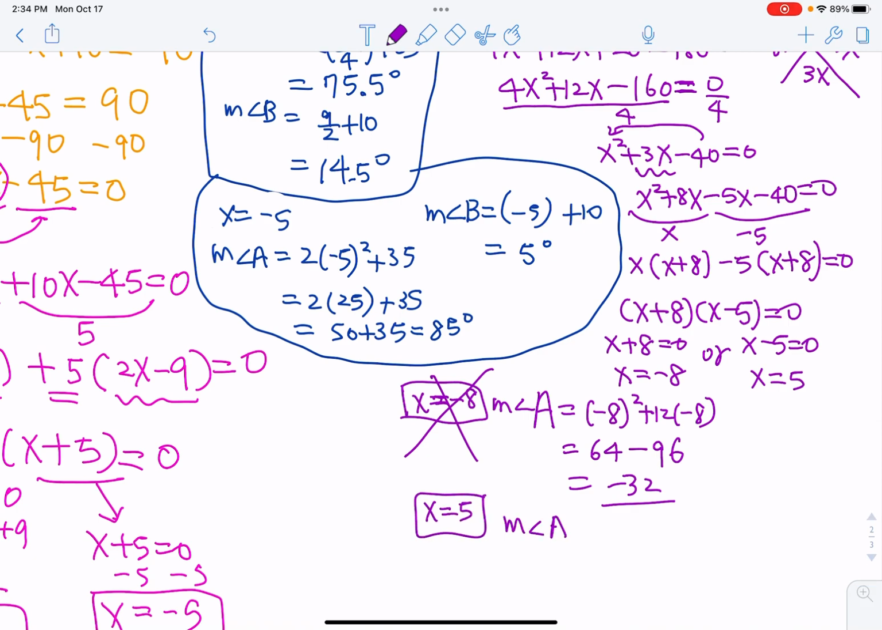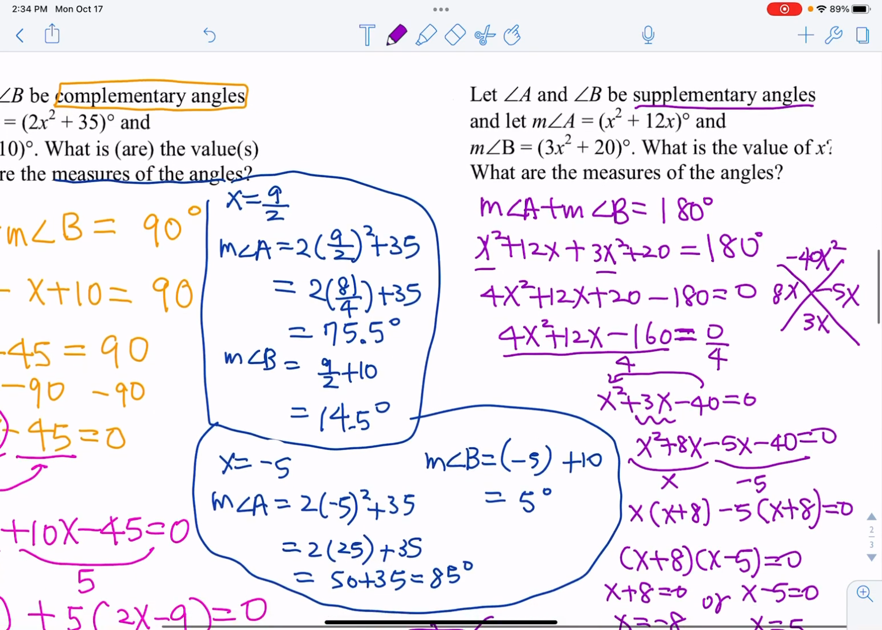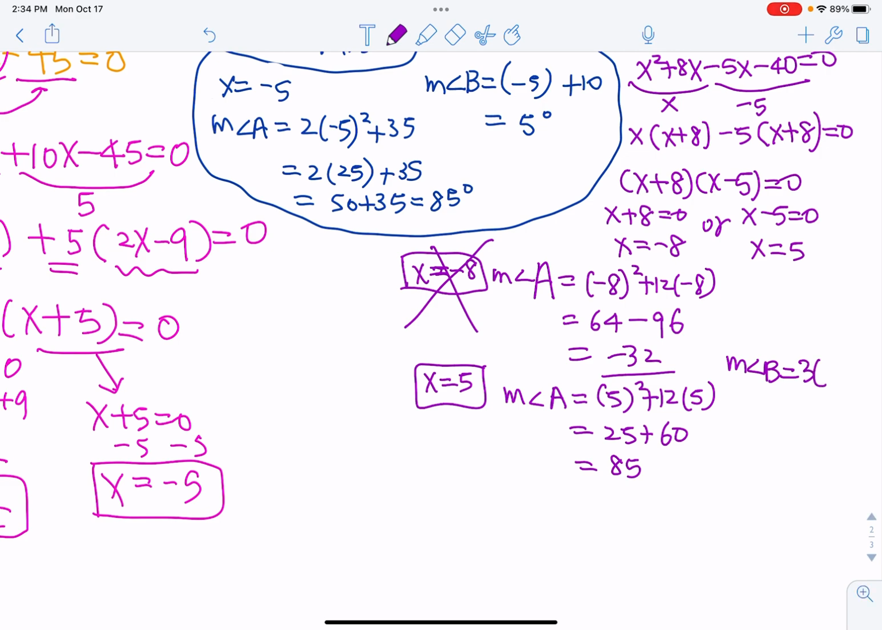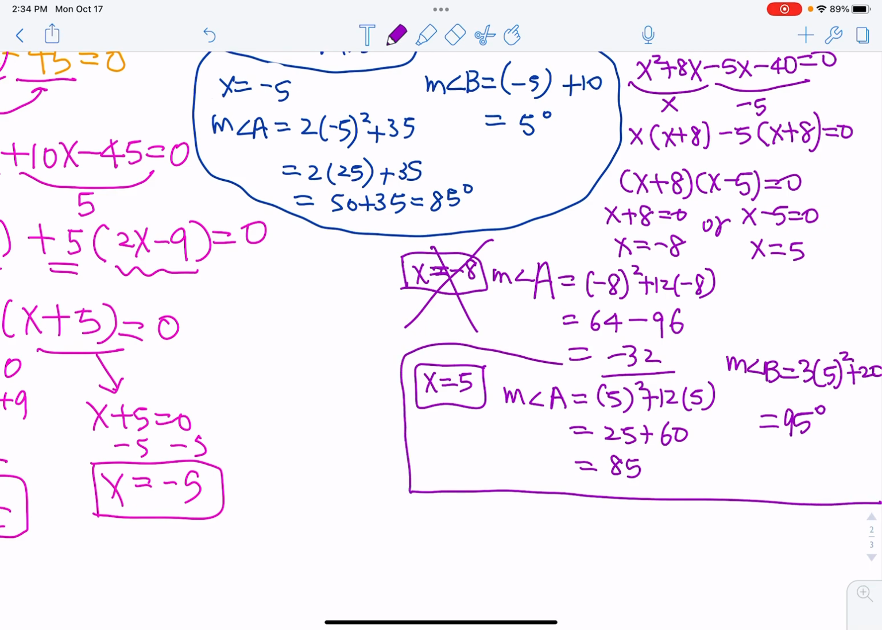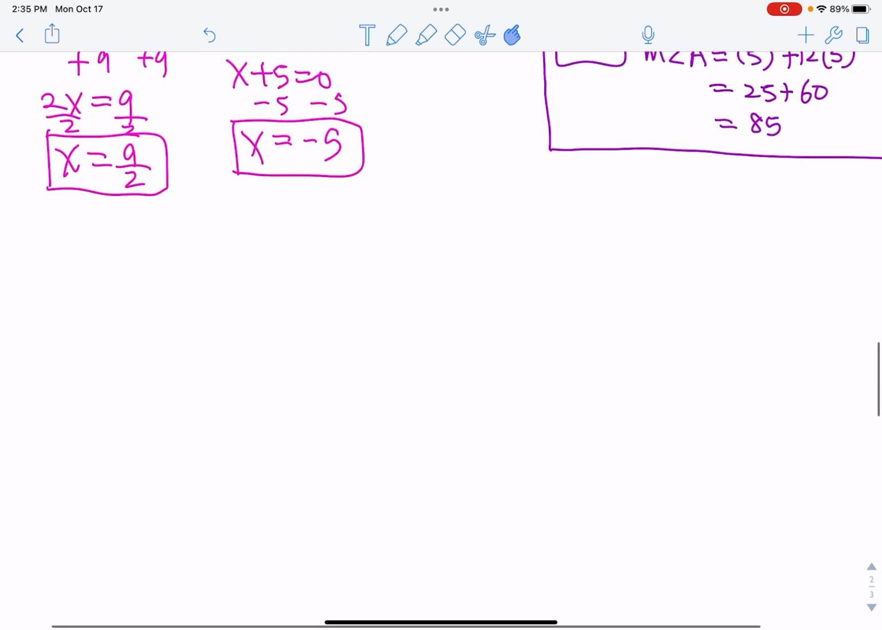Then major angle A will be x squared plus 12x: 5 squared plus 12 times 5 will be 25 plus 60. It will be 85. And major angle B will be 3x squared plus 20, it will be 95 degrees. So when x equal to 5, you have major angle A as 85 and major angle B as 95 degrees. That's the two angles that they're asking for. And then we're going to go to the next problem.